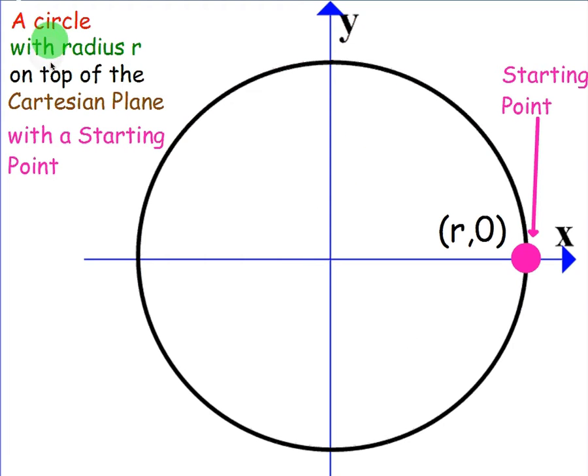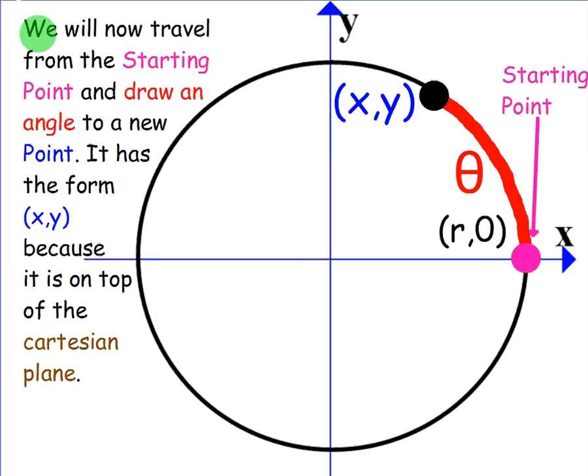Okay, so usually with the unit circle you start down here. Right? I don't know why, but it's just a point of reference, okay? So the starting point on the unit circle is right here on the x-axis. So let's, again, say the radius is 7. The starting point would be 7, 0. Okay.